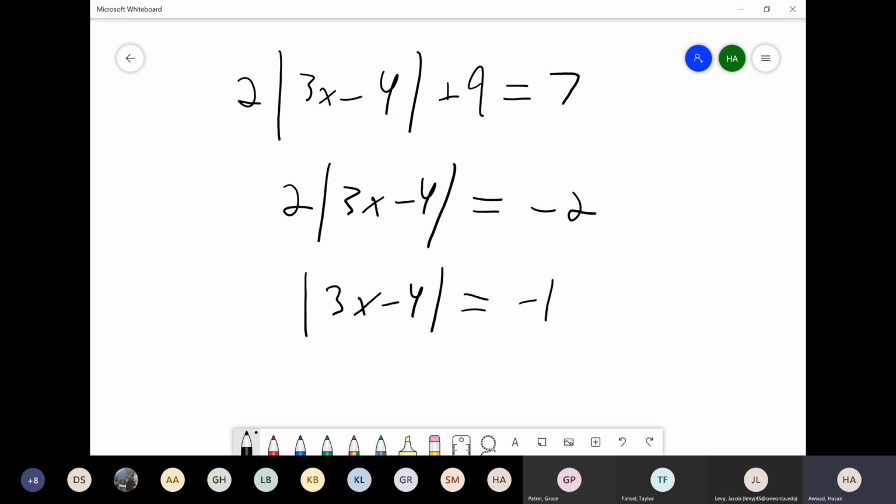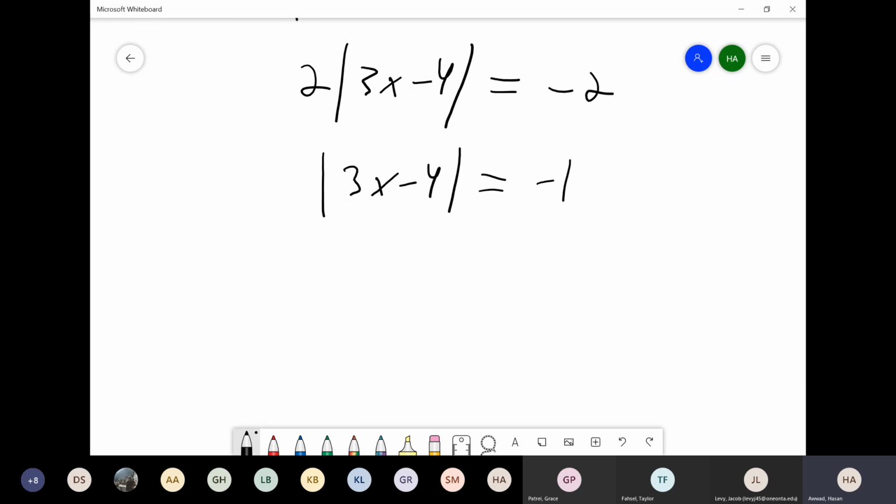There is no way that the absolute value of 3x minus 4 would ever be negative 1 or negative 2 or negative 3 or any negative number for that matter, because once again, the absolute value is always going to make it positive. So if you got to this point here, you could just jump to this and say there's no solutions. Because logically, you could just assume that there's not going to be any solutions, because once again, this negative sign is the key.